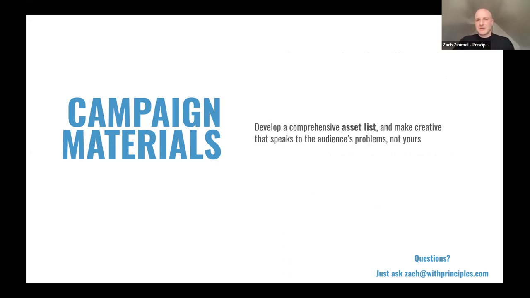And when you have that journey mapped out, you can then look and say, which assets, which individual pieces of creative do we need to make in order to pull this off? So once your entire journey is mapped out, you can then look at the journey and say, what assets are required? Make that comprehensive asset list. And at that point, you're ready to start developing your creative.